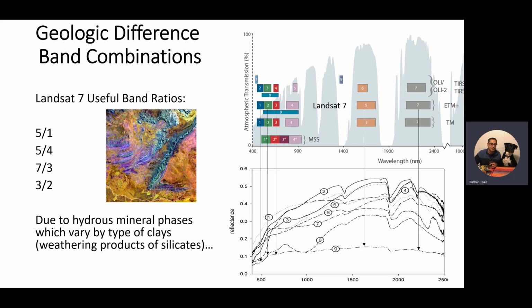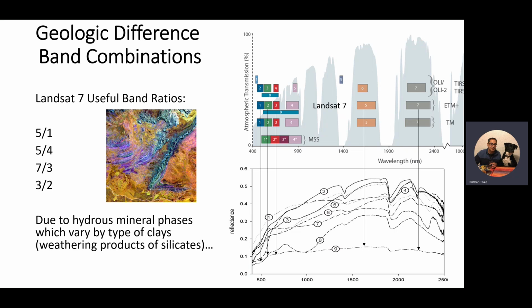Really what we're doing when we're using these band combinations to look at geology is looking at hydrous mineral phases, which are related to the weathering of rocks. Weathering products of silicates are clays, and those clays have very different emission spectra. So we can distinguish one type of clay versus another, and they have some association with the parent rock type. And so we can easily map geologic difference, essentially, and we can start to guess at what the type of rock might be.